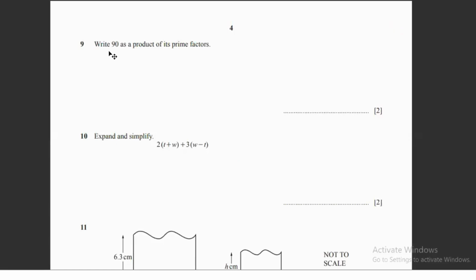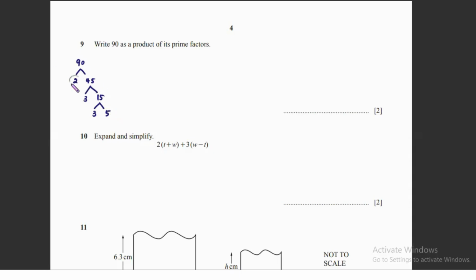In question 9, write 90 as a product of its prime factors. So to write a number as a product of its prime factors, first we're going to draw the factor tree for 90. So when I draw the factor tree for 90, I can write it as 2 and 45. I can divide it by 2, I get 45. I can divide this 45 by 3, I get 15. I can divide this 15 by 3, I end up getting a 5.